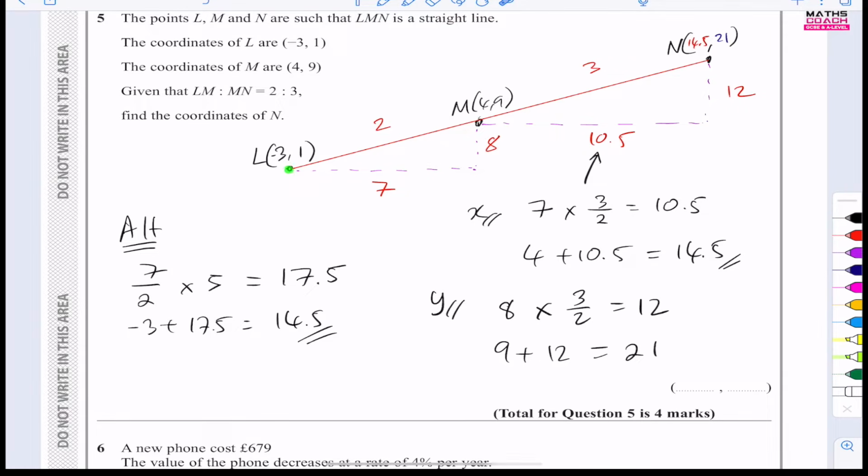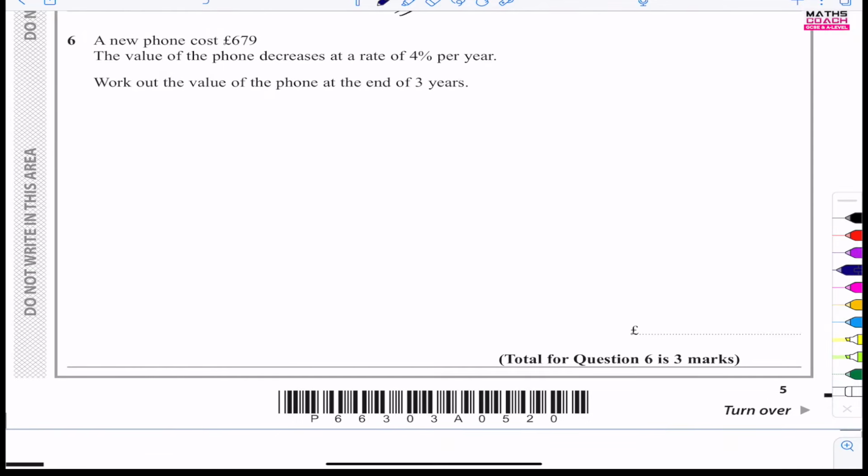So do the same thing for the y. We know the height here is 8. So it's going to be 8 divided by 2 times 5, and that gives you 20. So therefore, you start with a 1 and you add 20 to get this. So 1 plus 20 is of course 21 as well. And that's how you end up with your full coordinates. So 14.5 and 21.